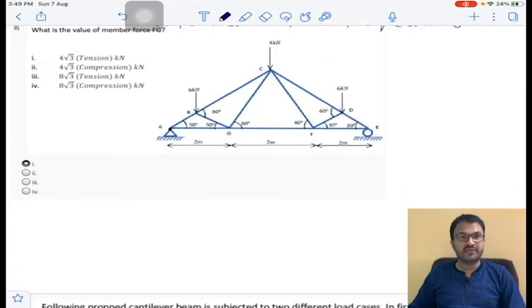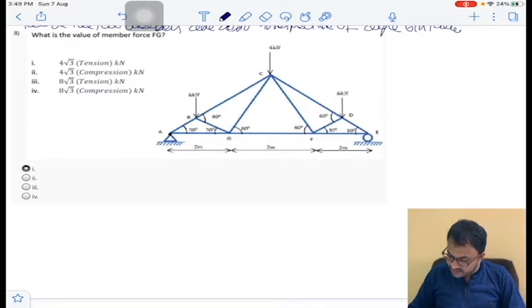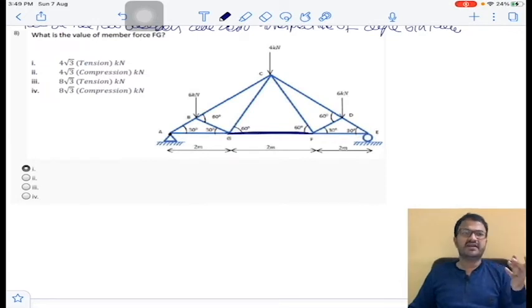These principles are very important. So this type of question will be frequently asked in the GATE exam. And now, what is the value of force in Fg? So this member is Fg. Obviously, to analyze a truss there are two methods, method of joints and method of sections. If you take method of joints, we need to analyze each and every joint. So if you are asked to calculate any force on an intermediate member, then you can adopt the method of sections. So the same concept will be used here.